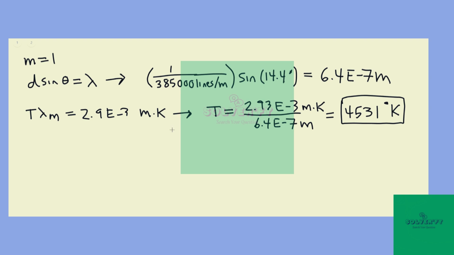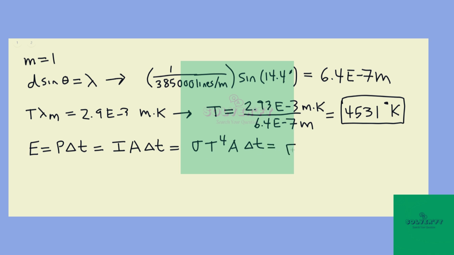Now, assuming that our black body has this temperature, and it's an ideal black body, meaning we have a Planck distribution, if we know the total energy emitted by this black body, we can express that as a power times a delta T. We can express a power as an intensity times an area. We know the area of this black body because it's spherical and we have its radius. We can then express the intensity of our radiation as sigma T to the fourth times A times delta T. And finally, we can express our area in terms of our radius.